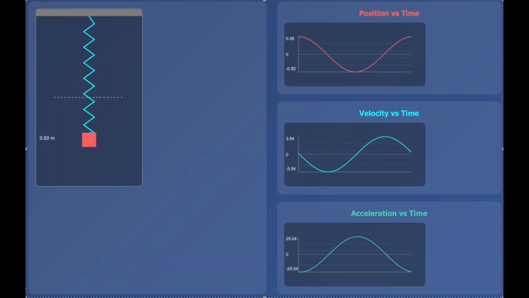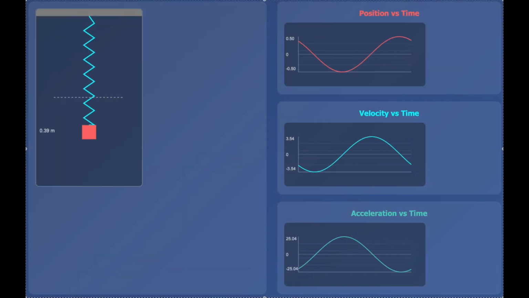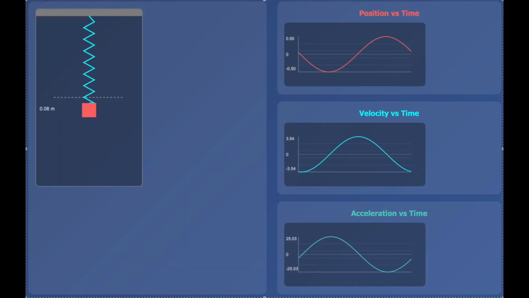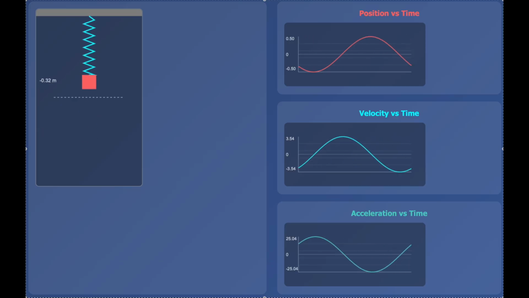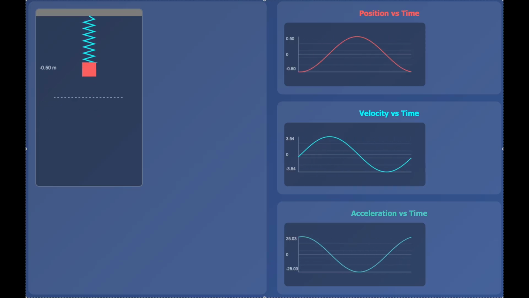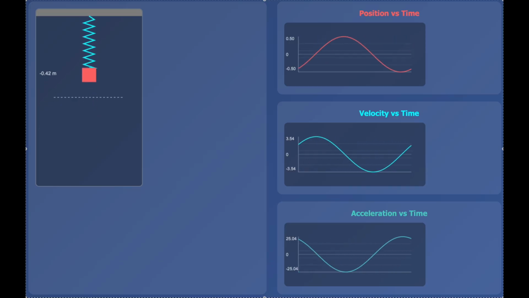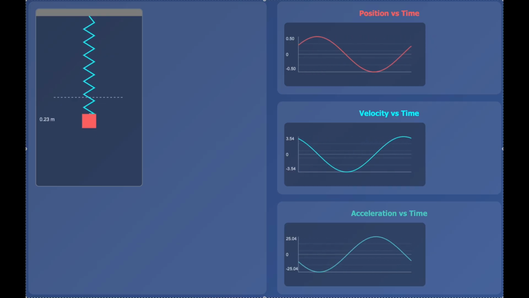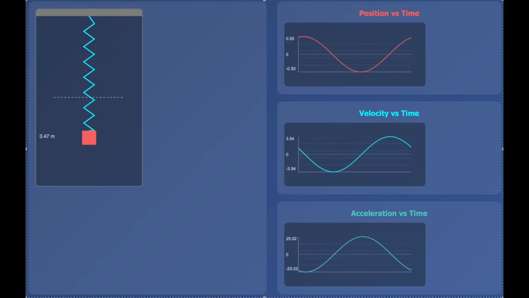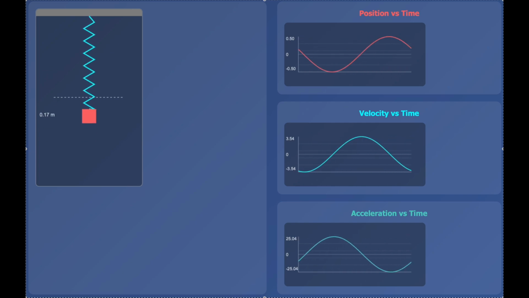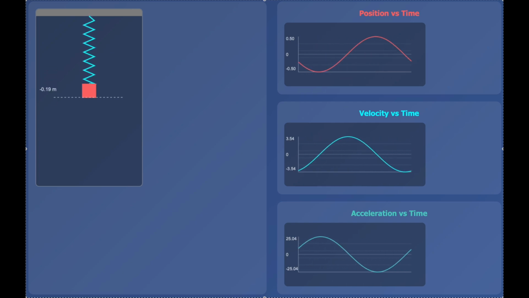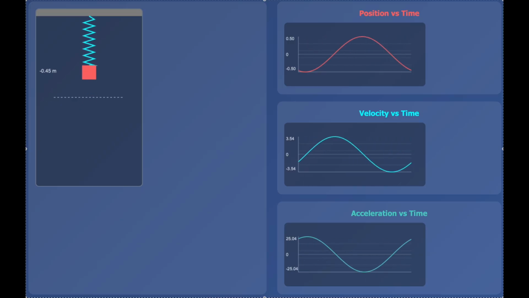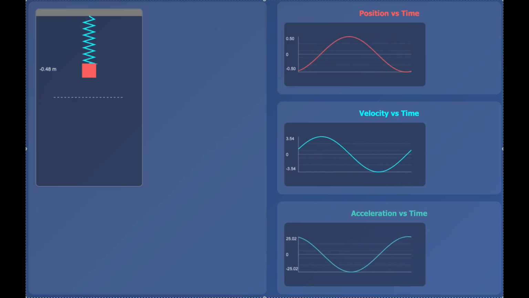Now let us bring it all together. The position of the mass follows a sine curve, y equals a sin omega t. The slope of the displacement curve gives velocity, v equals a omega cos omega t. This follows a cosine curve. The slope of velocity gives acceleration, a equals minus omega square y. Notice that acceleration is always directed opposite to the displacement, reaching its maximum at the extremes.